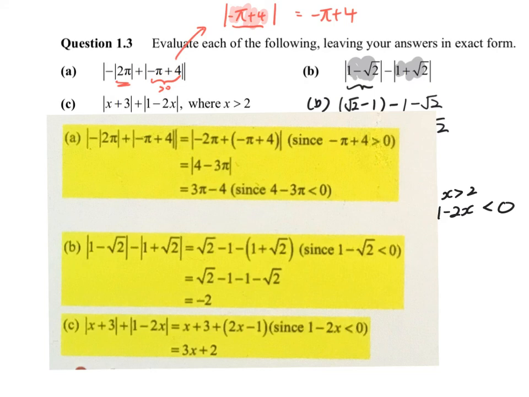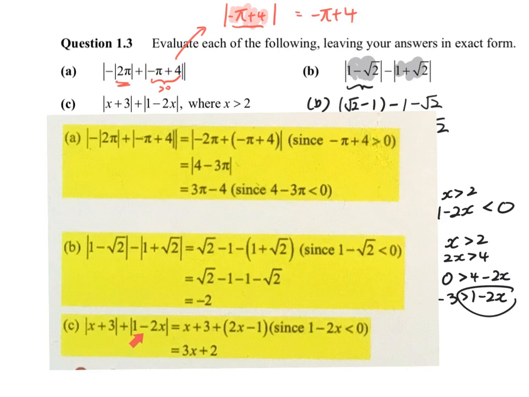I hope you are able to see this. If x is greater than 2, it means that 2x is greater than 4. If I minus both sides, 4 minus 2x is less than 0. Minus 3 on both sides again, you can see that in fact 1 minus 2x is less than 0. In fact, it's less than negative 3. So because of that, the modulus of 1 minus 2x will be 2x minus 1, because 1 minus 2x is less than 0 in this domain. Now x plus 2x will give you 3x, and 3 minus 1 will give you 2. So this is for question 1.3, which I hope you are comfortable with.